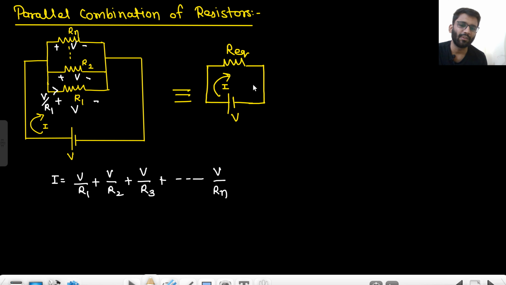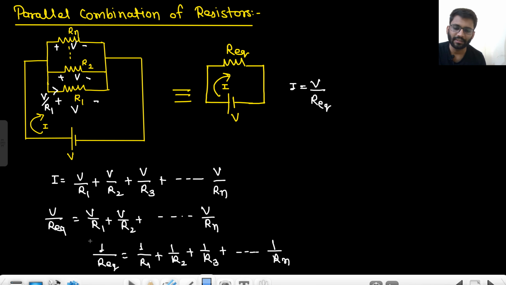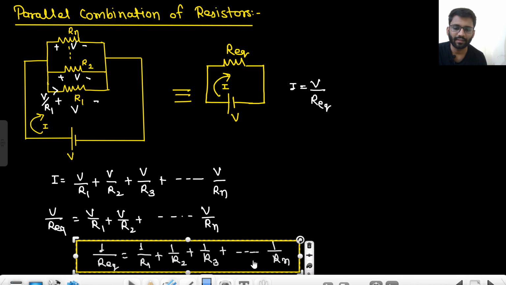Now tell me about this. What will be the value of I here? Here I will be V by R equivalent, right? So similarly, V by R equivalent equals V by R1 plus V by R2 and it goes on till V by Rn. So what is the final formula for 1 by R equivalent? 1 by R equivalent is 1 by R1 plus 1 by R2 plus 1 by R3 and it goes on to 1 by Rn. Very basic thing, very easy thing, right?